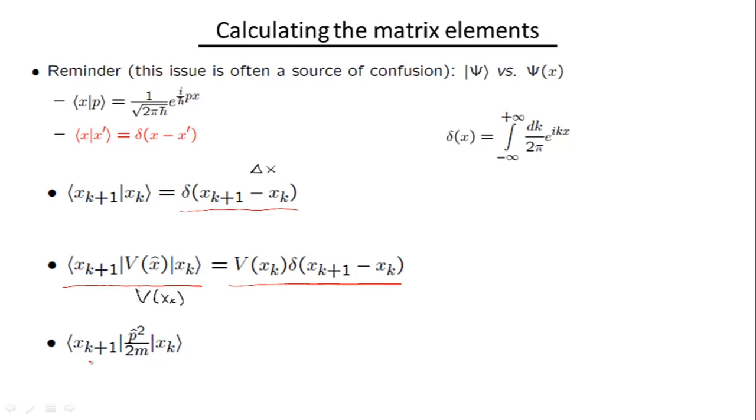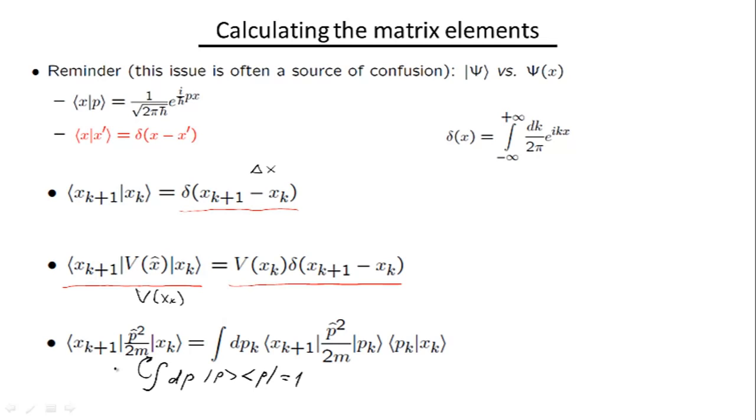A slightly less trivial matrix element appears from the kinetic energy, where we have to calculate the matrix element of p squared over 2m, and x sub k is not an eigenfunction of momentum p. In order to calculate it, we can use again the resolution of the identity that we discussed before, but now formulated for the momenta rather than for coordinates. So this is equal to 1, and we can insert this resolution of the identity in between the operator p squared over 2m and x sub k, and if we do so, we get this integral.